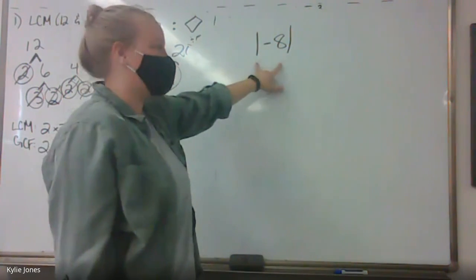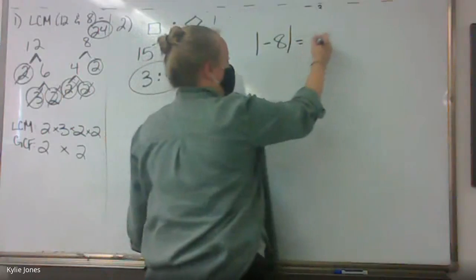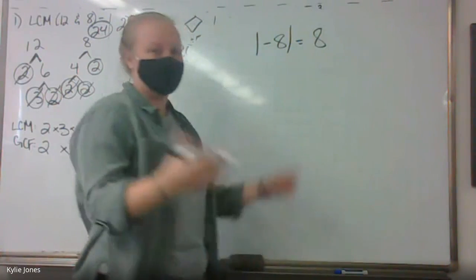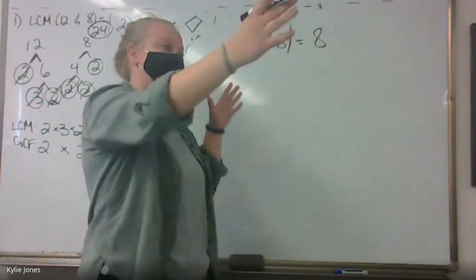So what is the absolute value of -8? 8. Good. It becomes a +8. It just goes positive. It's the distance from 0. And distance is always positive.